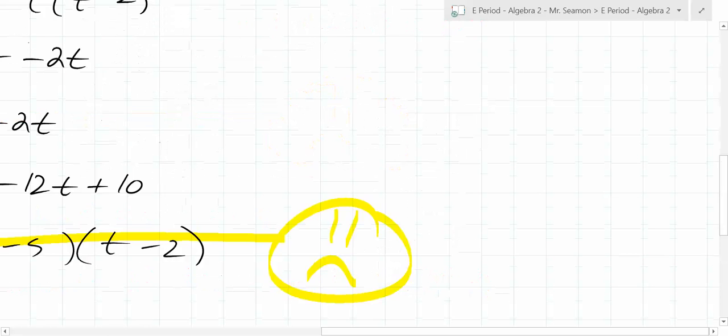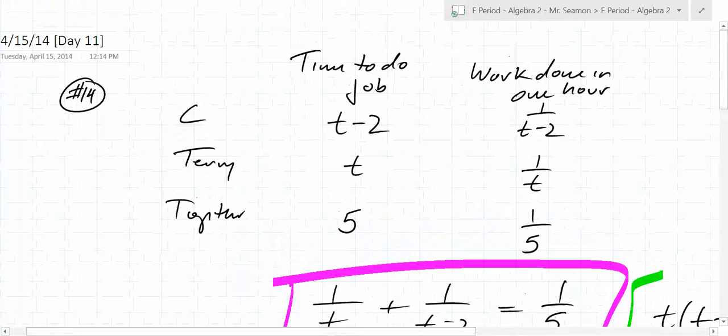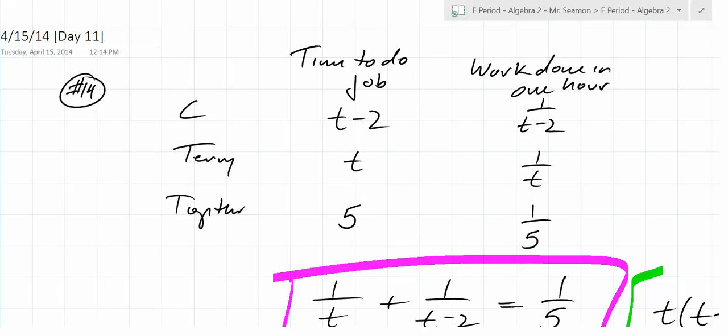Remember what we're solving for. Look in the chart. What are we solving for? T is the time it takes Terry to do the job, right? But how long does it take C to do the job? T minus 2. So if this is a little greater than 2, it's going to be a little less than 2 because 104 is greater. It's going to be negative. Can it take Terry a negative amount of time?